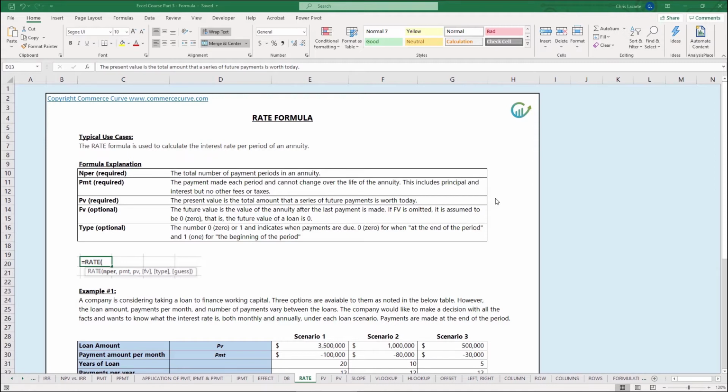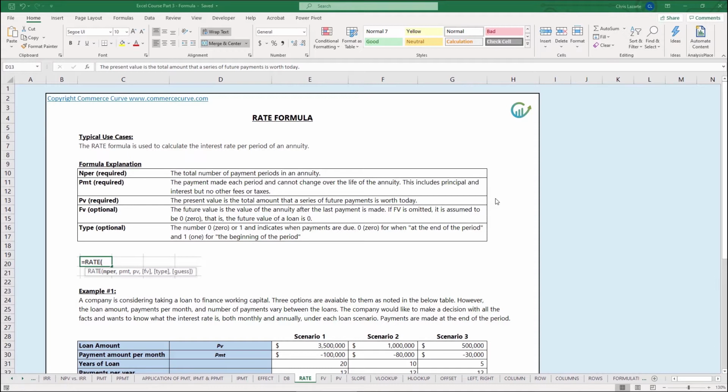The future value is an optional syntax as part of the formula. The future value is the value at the end of the life of the annuity. It's after the last payment has been made. What is the future value? And if it's omitted, then it's determined to be 0. Type is also an optional field. Type can either be 0 or 1. 0 indicates that payments are due at the end of the period, and 1 indicates that payments are due at the beginning of the period.